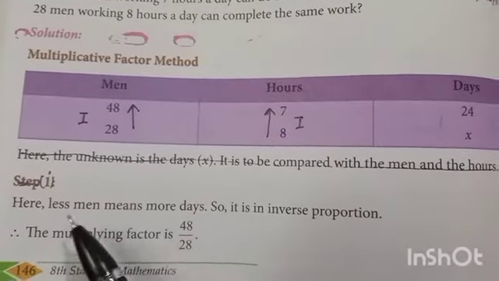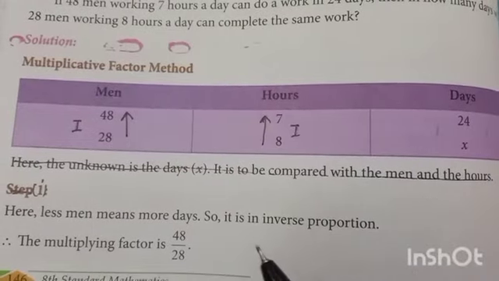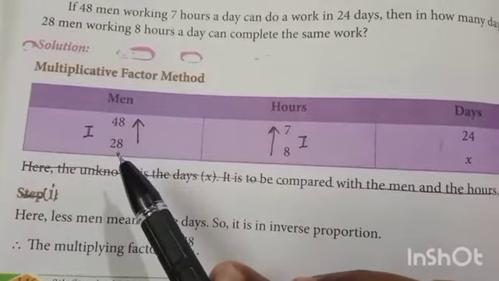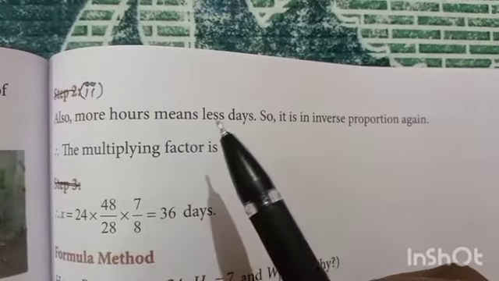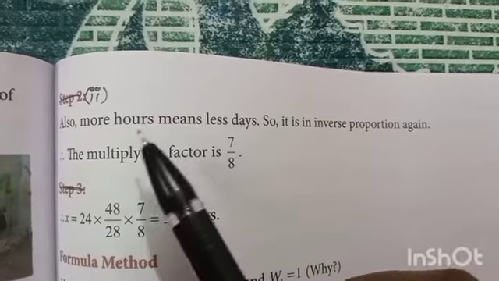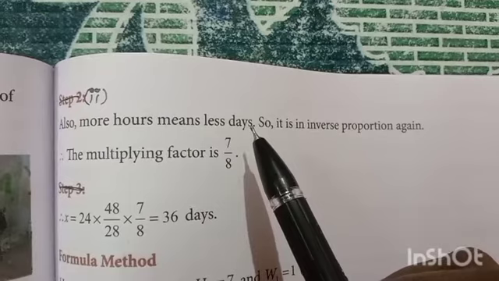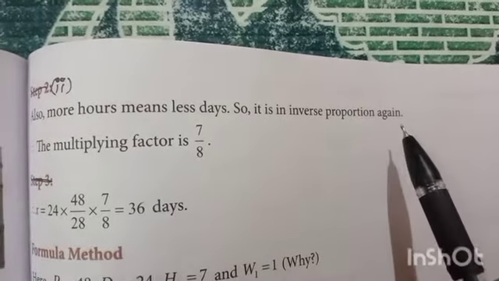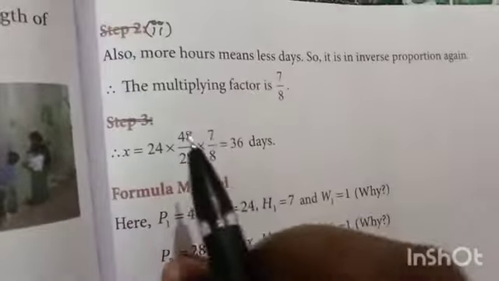Listen students, less men means more days. That is, less men means more days. So it is in inverse proportion. Multiplying factor 48 by 28. So in the second step, more hours means less days. More hours working, the time taken to complete the work is less days. So yes, it is in inverse proportion. Multiplying factor 7 by 8. Now you have to simplify this.